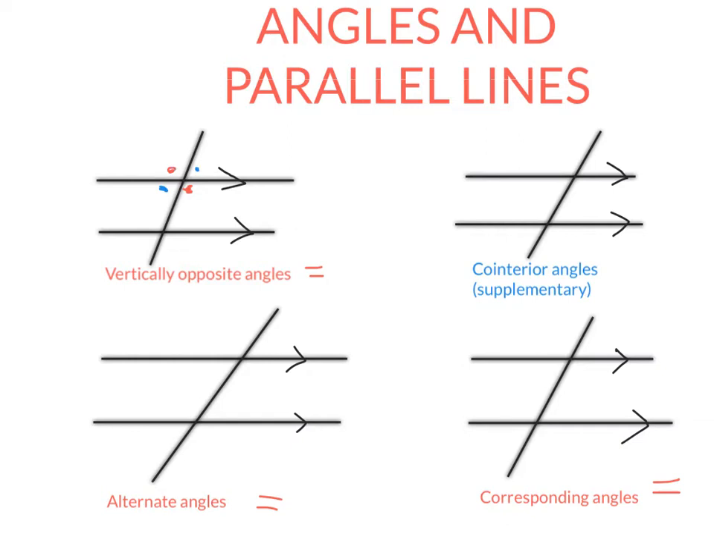And it's the same down here as well. This angle and this angle would be equal. This angle and this angle would be equal. So vertical means like standing up. Opposite means facing each other. Vertically opposite angles are equal.